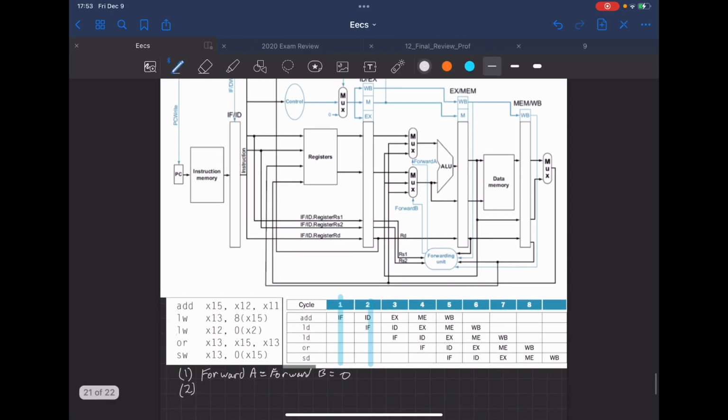So again, there is some signal being sent to the forwarding unit, but the forwarding unit isn't detecting anything that needs to be forwarded. So again, forward A equals forward B, and we still don't care.